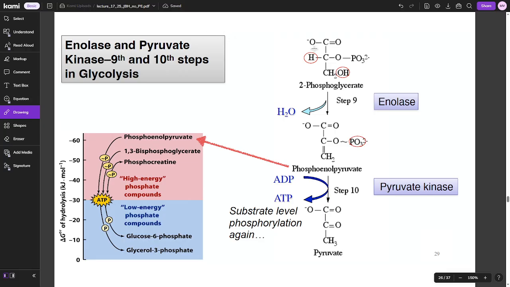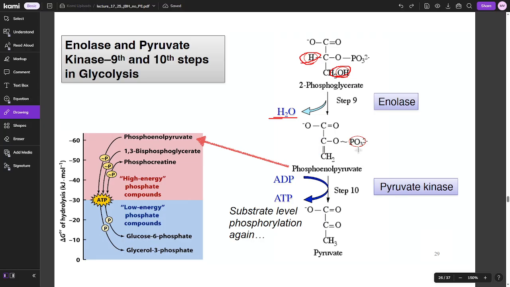But what we should know from this is that enolase acts to turn this into a kind of reactive intermediate, which is phosphoenolpyruvate, and then phosphoenolpyruvate is turned into pyruvate, which is a negative delta G drop enough to actually form ATP from ADP. So what's going on here is we have our 2-phosphoglycerate. We're removing this H and we're removing this OH.